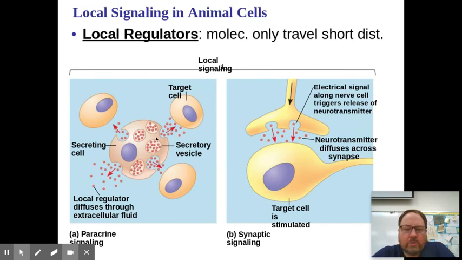We also see local signaling through the release of molecules that travel between cells. This happens in paracrine signaling. With paracrine signaling, cells can release chemical signals to surrounding tissues and get, say, an inflammatory response and things like that in tissues of that area.